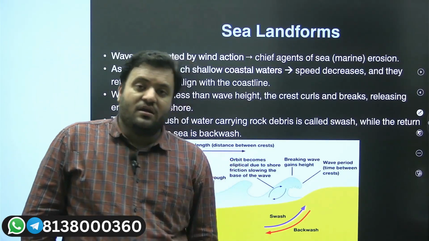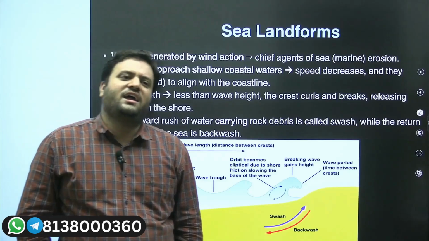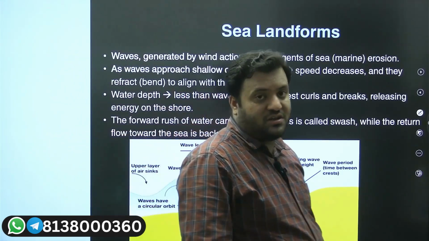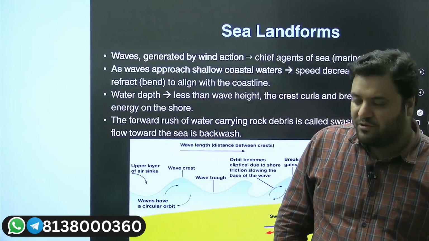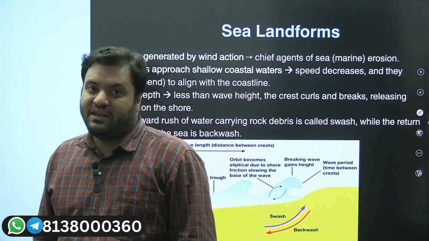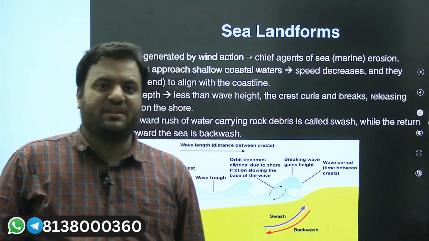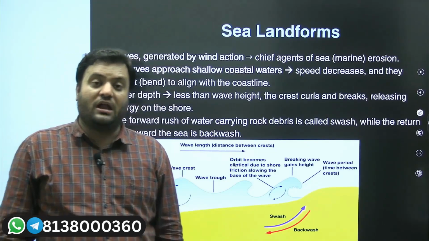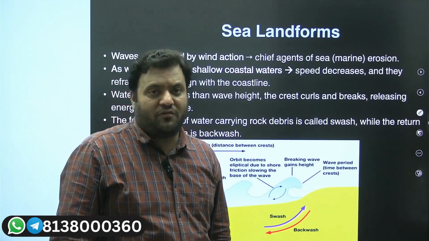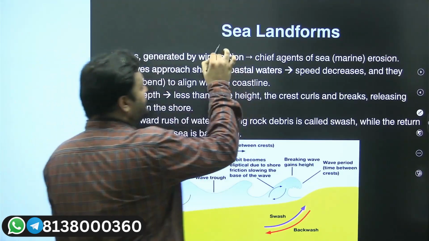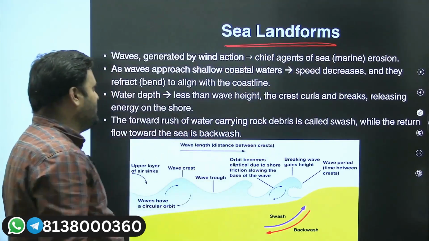How and why? Because of the action of sea waves, there will be erosion, there will be deposition of sea material. How the sea material will erode, how it will deposit, what modification it will bring, and what name would be given to that particular modification. Sea landform. So we are discussing sea landform as of now.